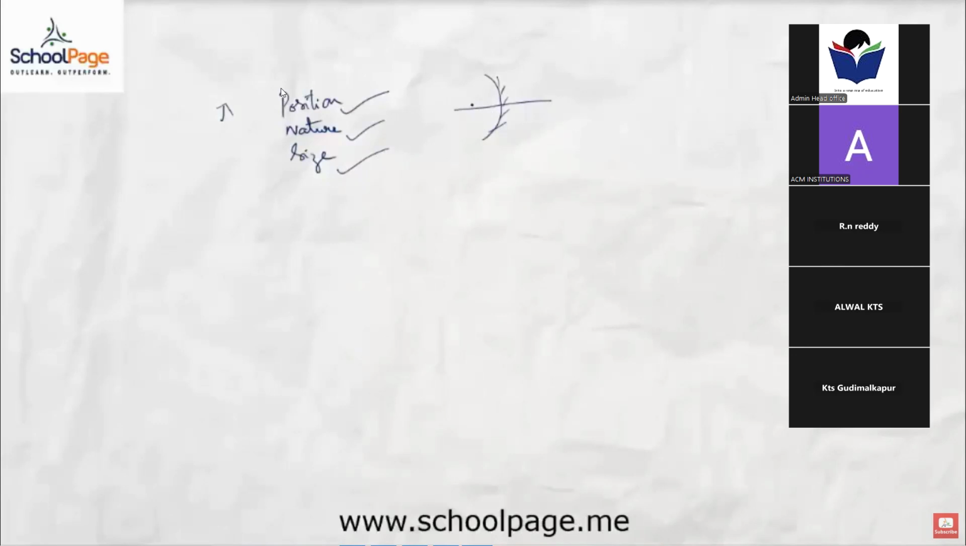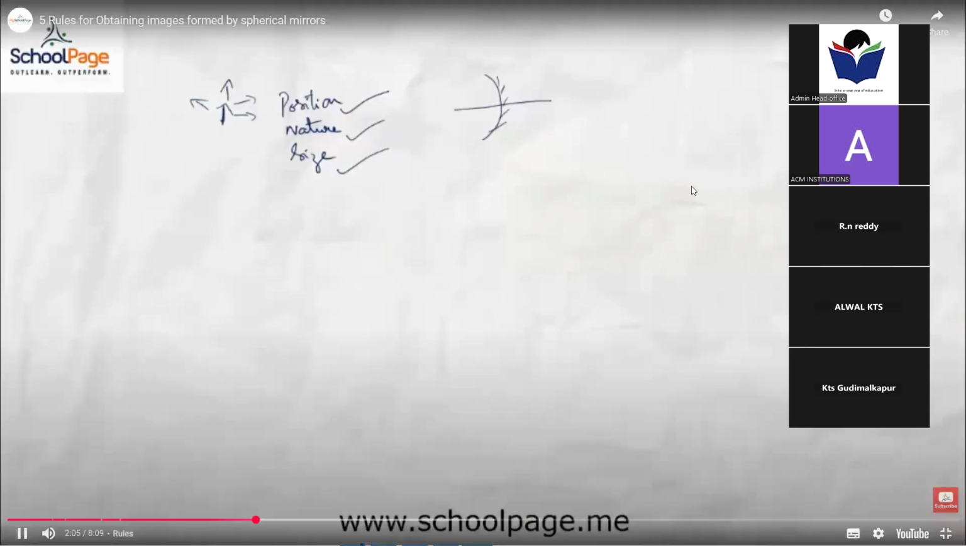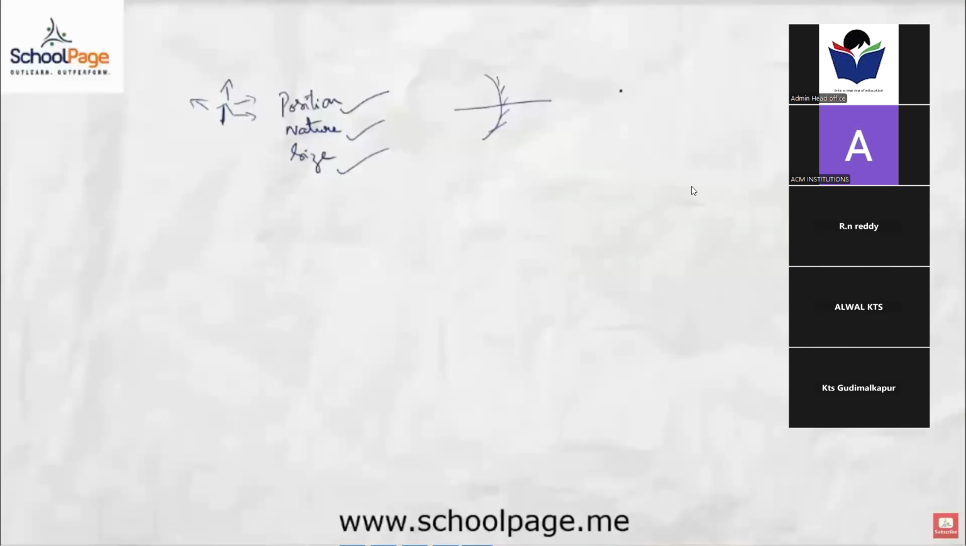We know that an infinite number of rays originate from an object. So if this is an object, there are an infinite number of rays originating from the object. It is convenient to consider only two rays for the sake of clarity of the ray diagram. These rays make it easy to know their direction after reflection from the mirror. Now let's understand the rules for obtaining images formed by spherical mirrors. In the first rule, a ray of light is incident parallel to the principal axis.